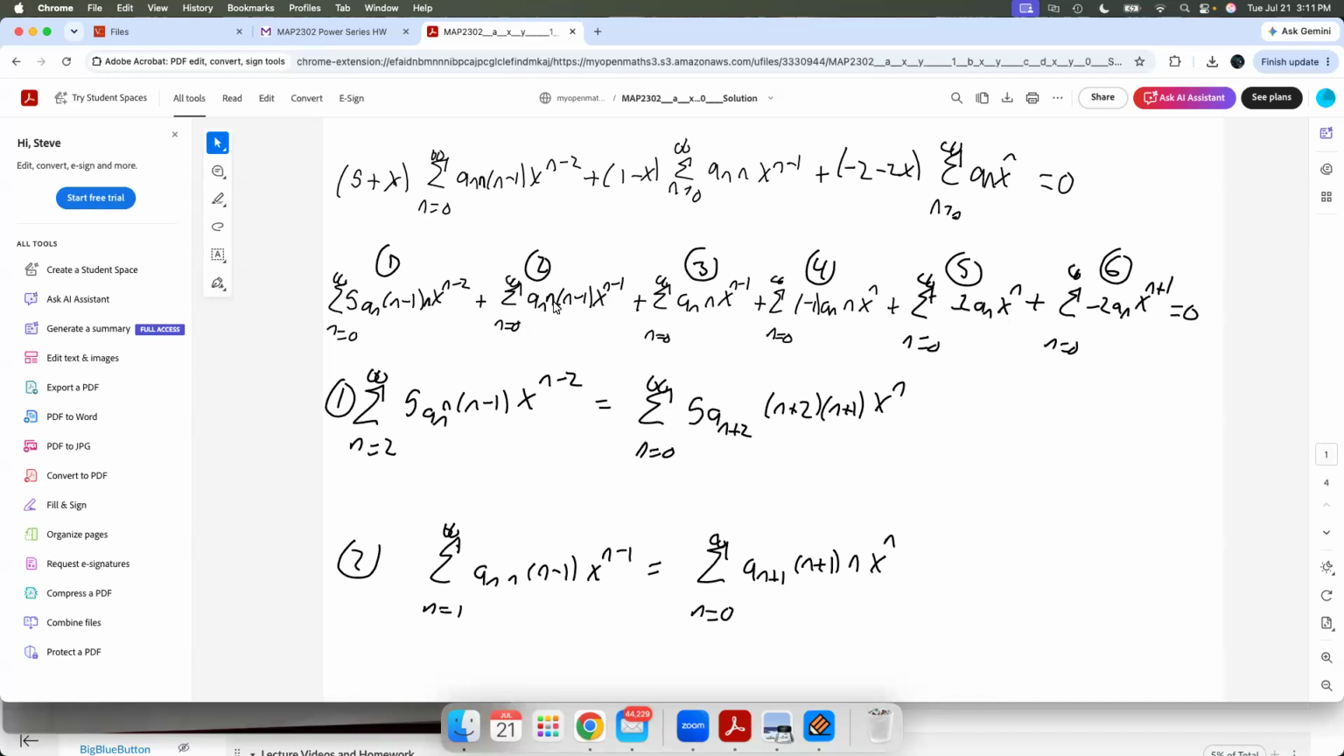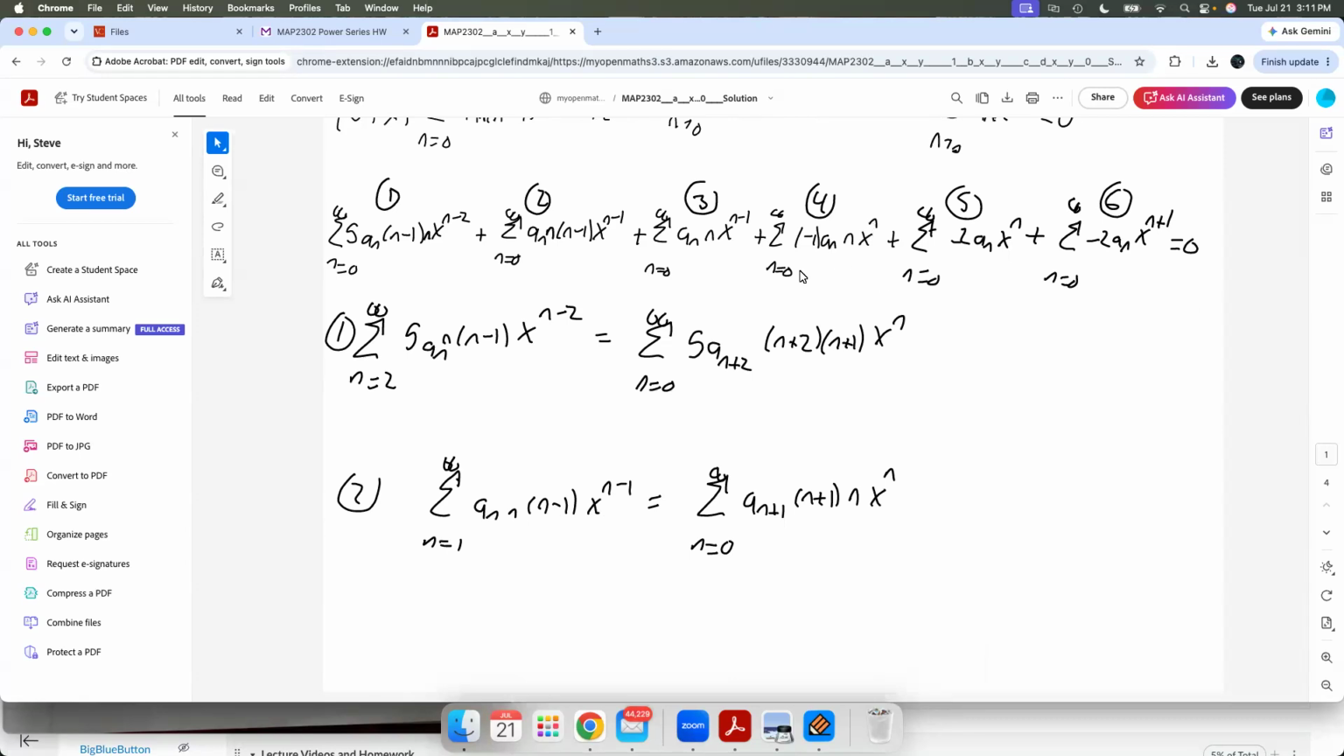And again, the reason I can do that, because when I plug in n equals 0, 0 times anything is 0. So get rid of the n equals 0. It was 0 anyways. Raise all of these n's up by 1. Simultaneously drop that by 1.